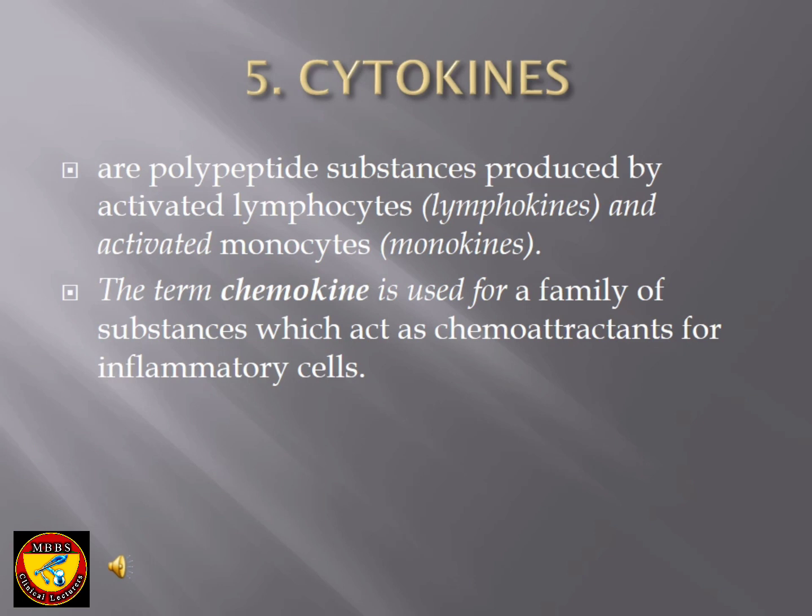Now the fifth cell-derived chemical mediator is cytokines and chemokines. Cytokines are polypeptide substances produced mainly by activated lymphocytes and activated monocytes. Those secreted from lymphocytes are called lymphokines and from monocytes, monokines. While the term chemokine is used for a family of substances which act as chemoattractants for inflammatory cells.